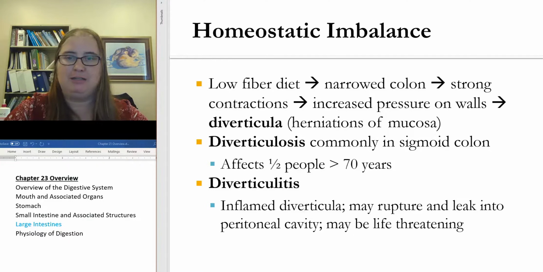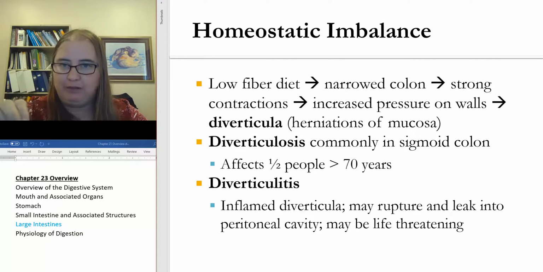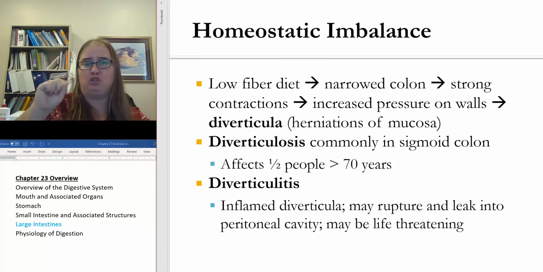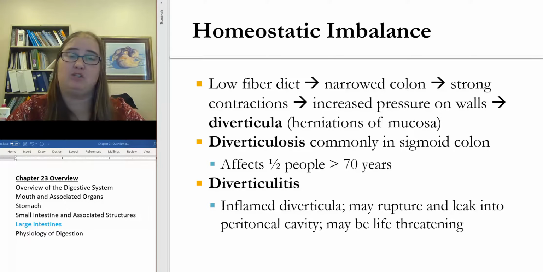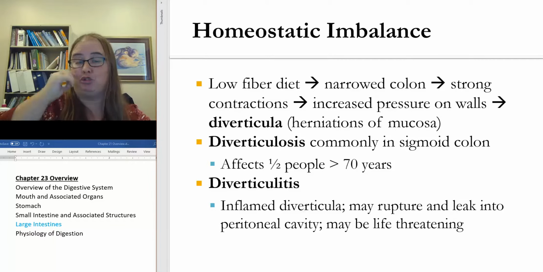So let's look at a few homeostatic imbalances within the large intestines before we talk about defecation on the next slide. If an individual has a low fiber diet, the colon becomes narrowed, and when they undergo the haustral contractions and the reflexive mass movement responses, those result in really strong contractions that increase the pressure within the walls of the large intestines. As a result, this can cause something called diverticula, which is basically a herniation of the mucosa, where the mucosa starts to bulge out.